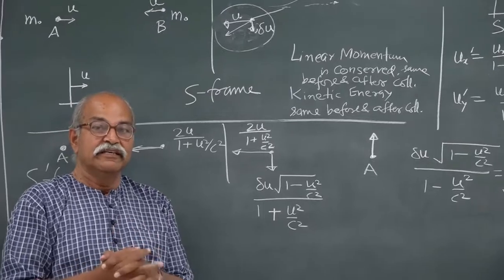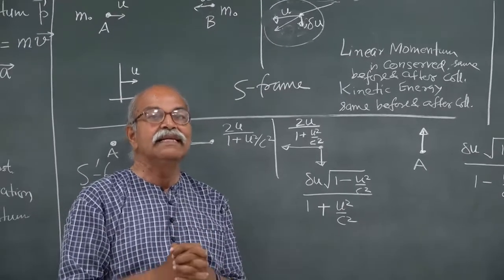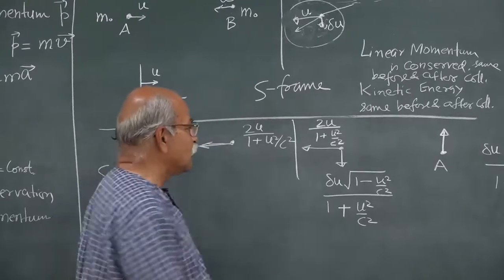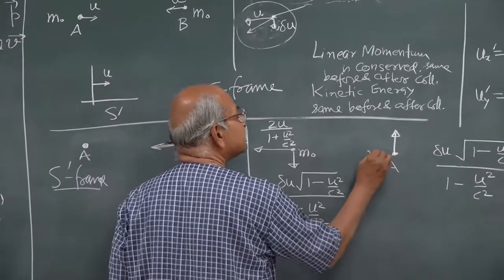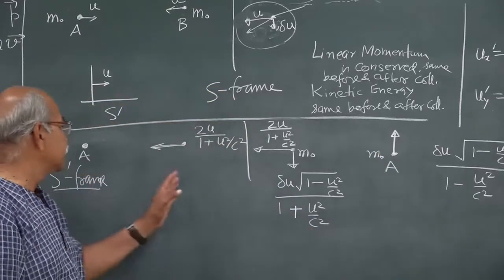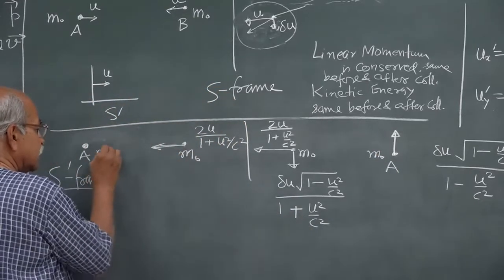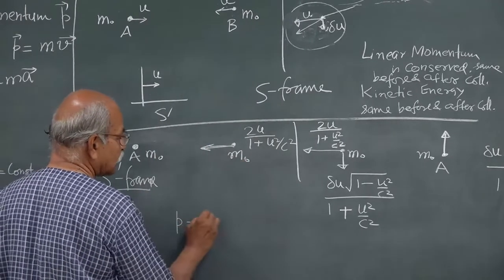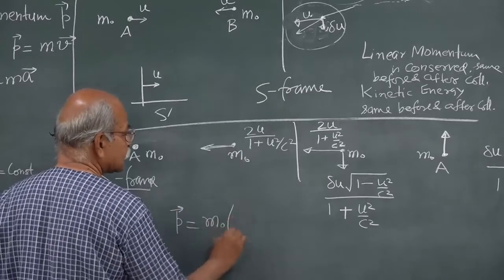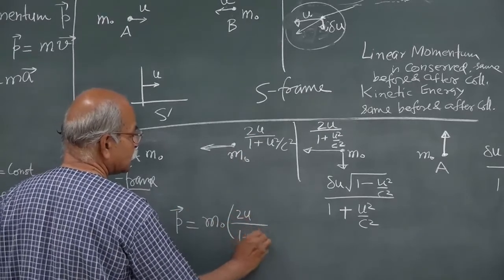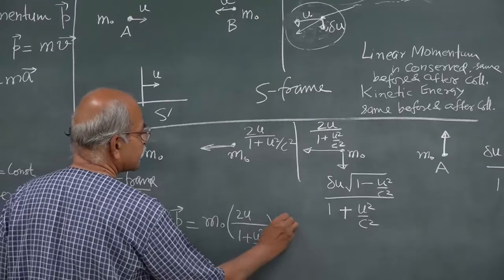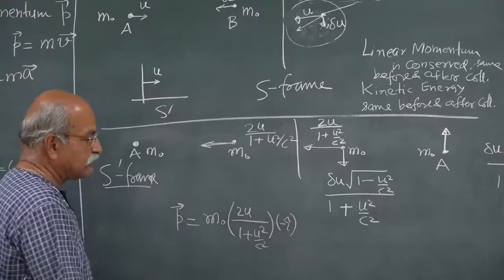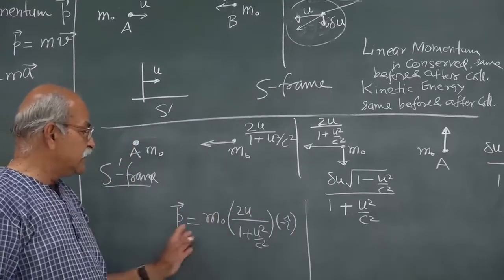Now you see, if I define the linear momentum as mass times velocity, the mass here is m naught. In the x direction, the momentum p is m naught times the velocity. The velocity is 2u by 1 plus u square by c square in the negative x direction. That is the linear momentum here. Py is 0, so this is the whole linear momentum: Px is this and Py is 0.